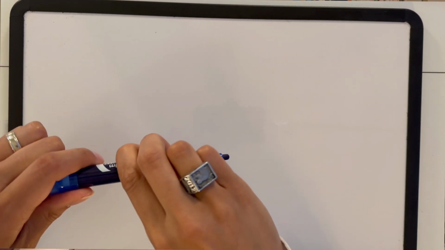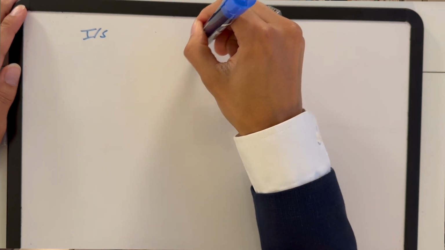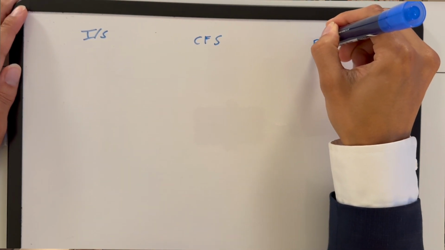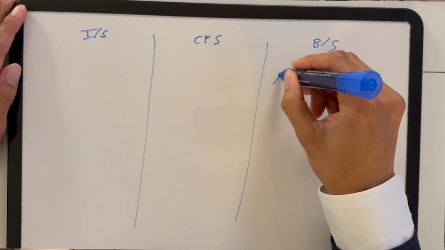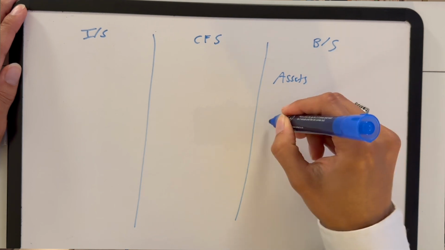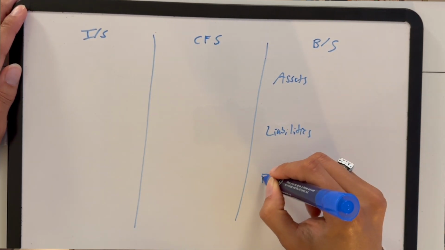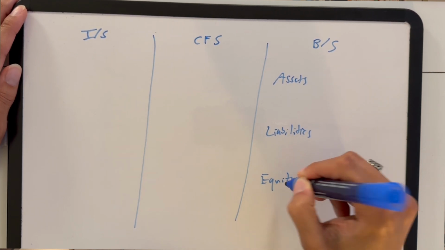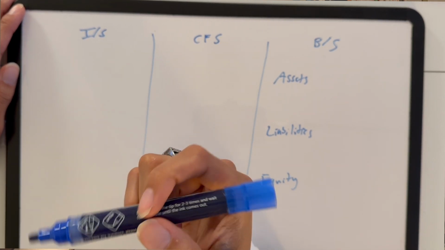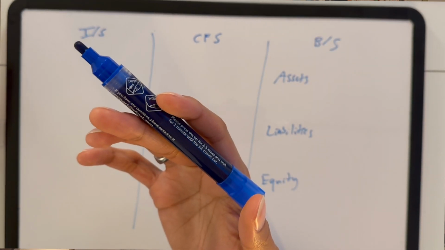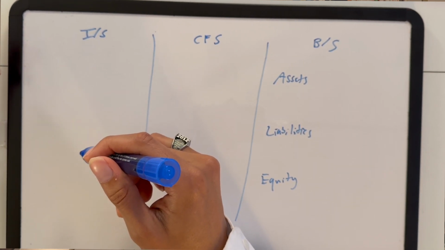Okay, so the first thing we want to do here is we have our income statement, we have our cash flow statement, and then we have our balance sheet. And if we're writing things down, first remember the balance sheet has our assets, has our liabilities, and our equity portion. So in a write down, let's say we have a $100 asset. Well, we want to actually see first what happens on the income statement.